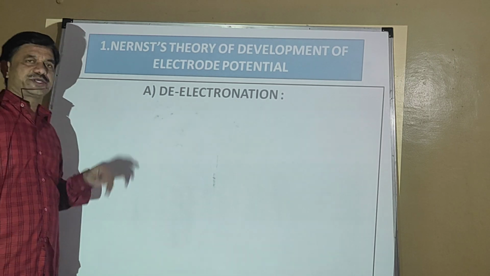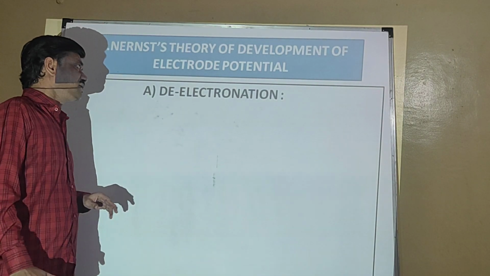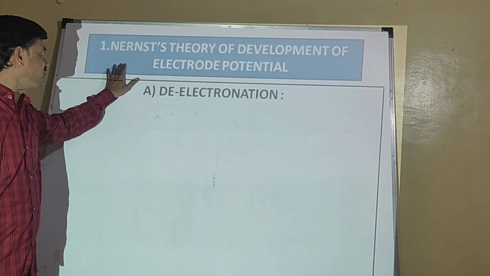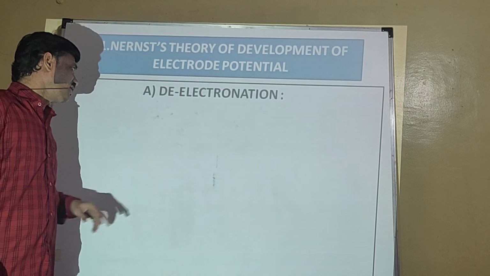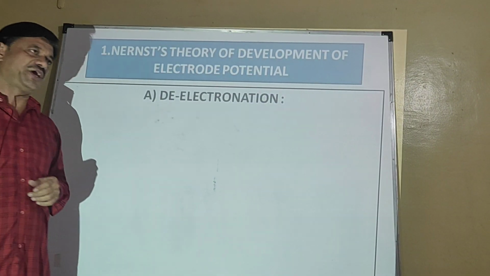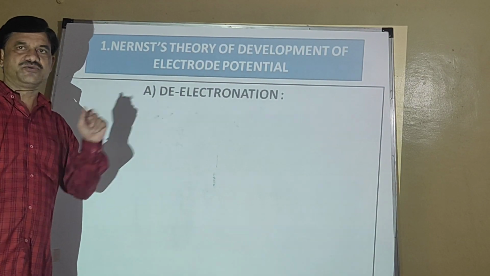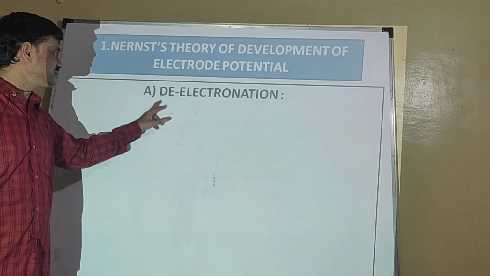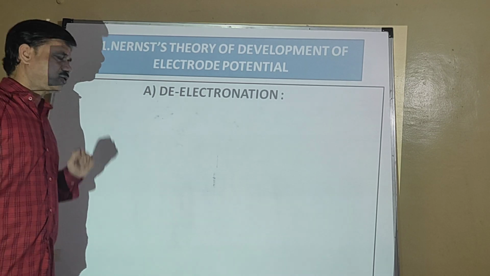So in order to explain development of two potentials, oxidation and reduction, this theory can be used, known as Nernst's theory of development of electrode potential. So what is first one? This theory explains development of electrode potential, maybe oxidation or reduction, depending upon two phenomena. What is first one? This is in front of you, de-electronation. What is second one? Electronation.